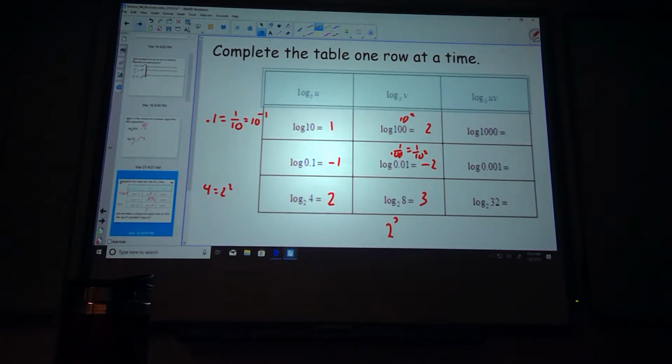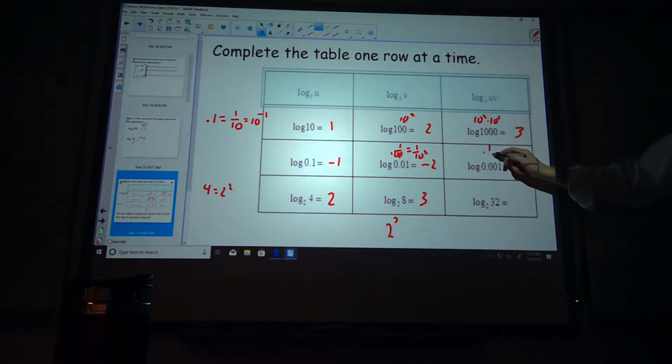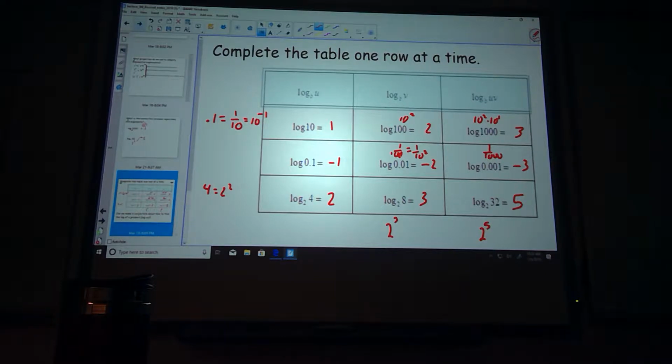Let's see. Log base 10 of uv. I don't know why we're doing this, because this one should just be a 3. I mean, we could say that this is the same thing as 10 squared times 10, which is 10 to the third. That's why I gave it 3. This one's 1 over 1,000. So 1,000 is 10 to the third. So this gives me a negative 3 because I'd have an exponent in the denominator. 32: 2, 4, 8, 16, 32. So this is 2 to the 5th. So my answer here is just 5. A-okay? Yep. Nothing too magical.